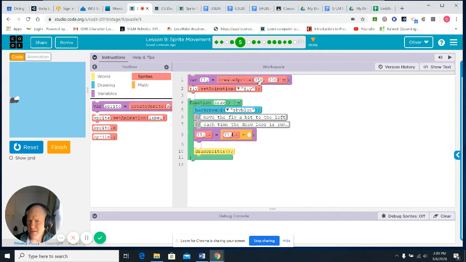It started at 350. X was 350 to start off. And then 350 minus 1 is 349. Then 349 minus 1 is 348. 348 minus 1 is 347. And it just keeps on doing that faster than I can talk.